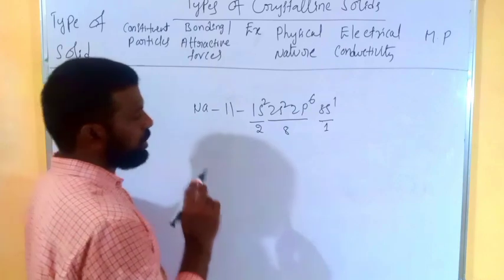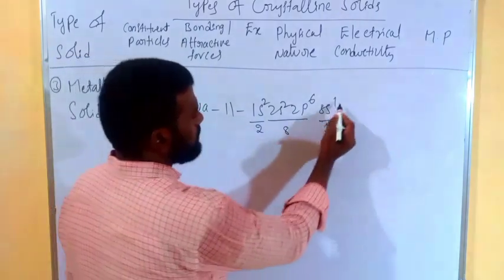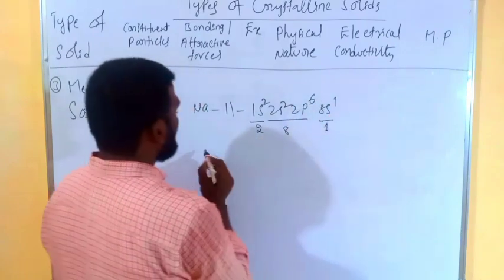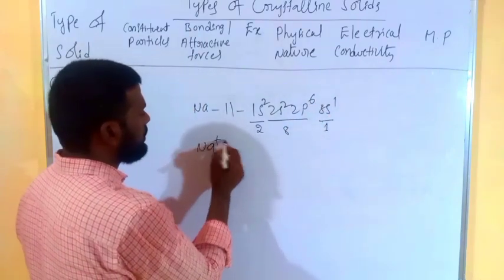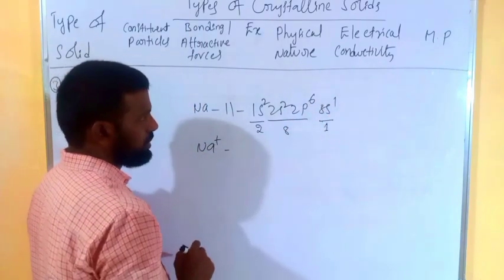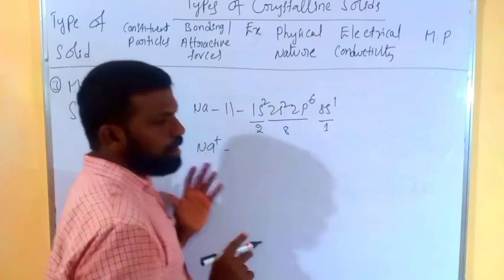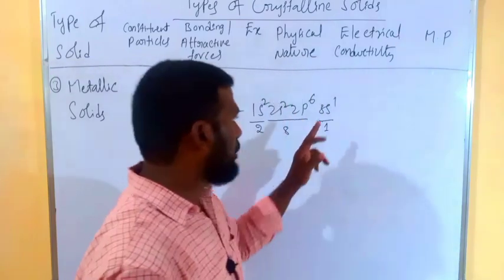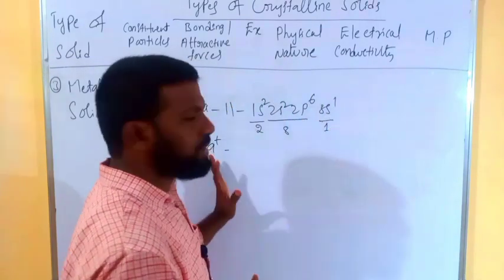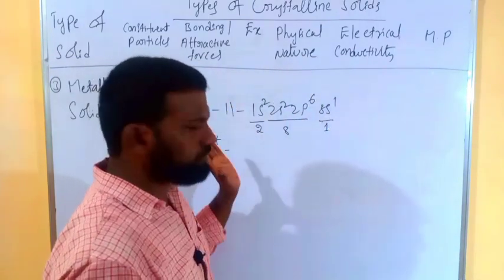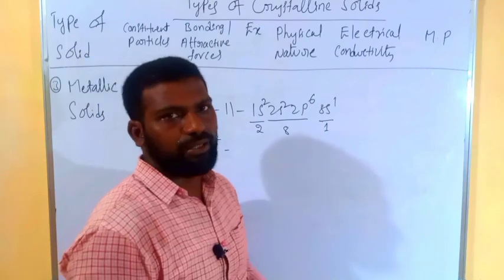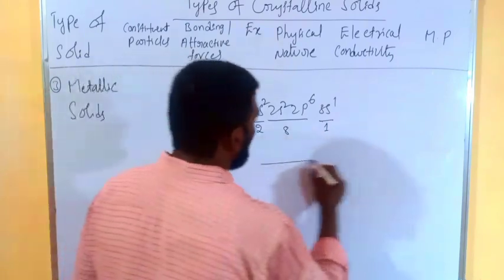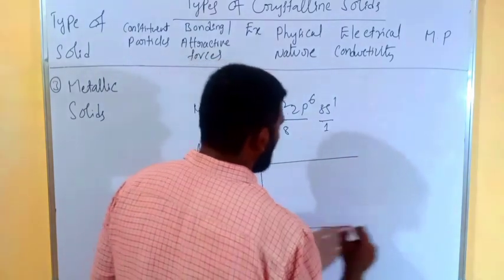Now according to the octet rule, sodium loses this last electron, this valence electron, and becomes a Na plus ion to get stability. So all sodium atoms always try to lose that valence electron to get stability, like the neon atom.